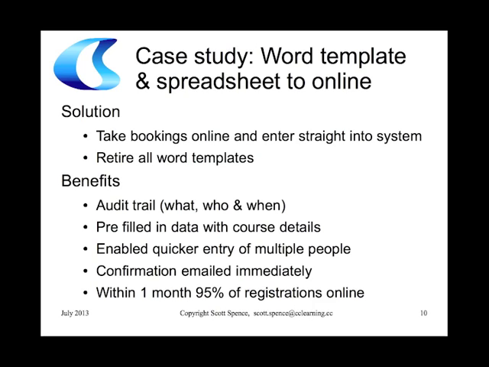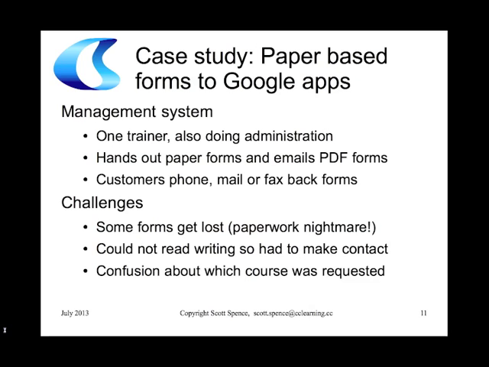Within 1 month, 95% of registrations were all online. We were not using the forms anymore. There were some floating around, so people would send in these Word templates, but generally everyone was doing it online. Within a couple of months, no paper-based bookings anymore. So no faxes, no templates, no email saying, "Can you book me on such and such?" They just went online and did it, and it's a pretty efficient way of working.